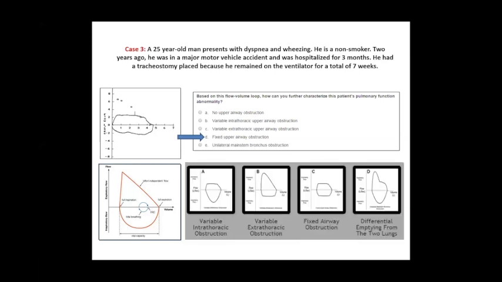Here are the examples that Dr. Bassem showed us, and we apply them to this case. For figure A, it's variable intrathoracic obstruction, in which the expiratory loop is affected. For B, it's variable extrathoracic obstruction, in which the inspiratory loop is affected. In fixed airway obstruction, both loops will be affected, and for differential emptying from two lungs, it will be like figure D.